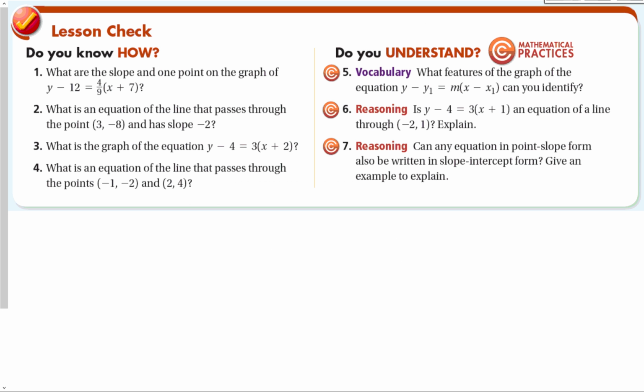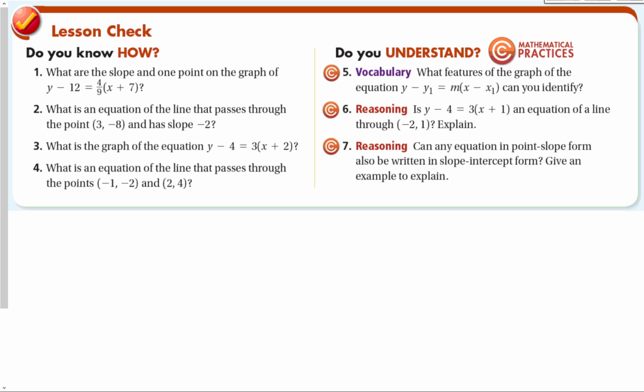So our lesson check, let's go through this real quick. So what are the slope and one point on the graph of this? Well, the slope is 4 over 9. And one point on the graph is -7, comma 12. Right? -7, comma 12. Point, slope. What's the equation of the line that passes through the point? Okay, so we have y minus -8, so that turns positive, slope times x minus 3. Okay.